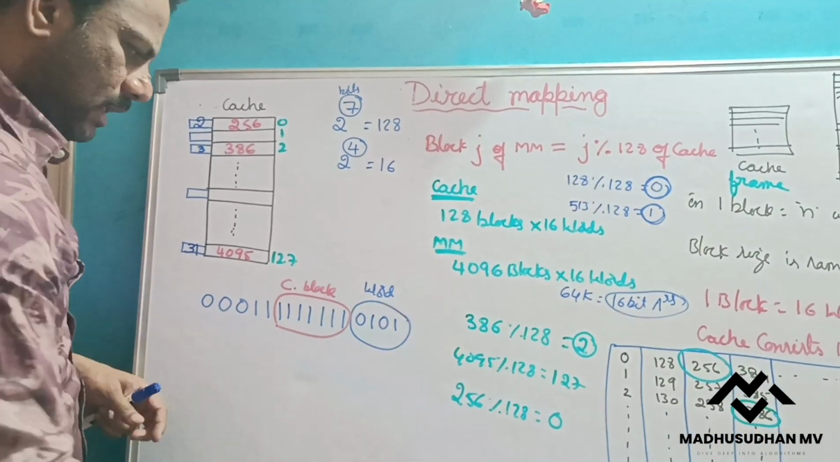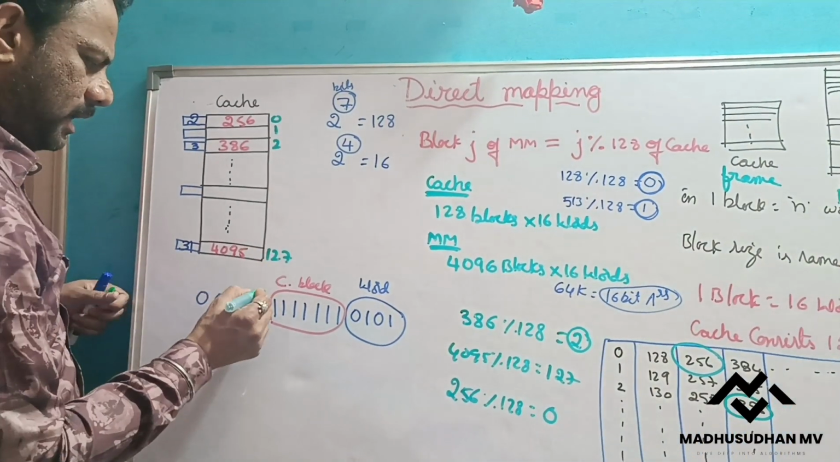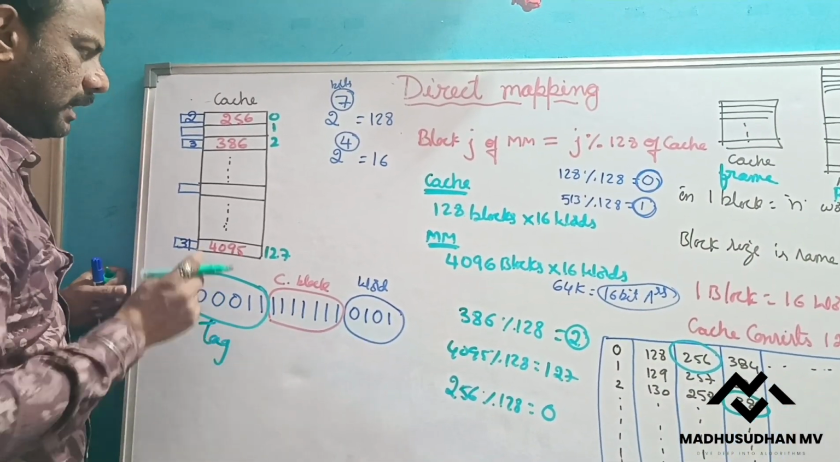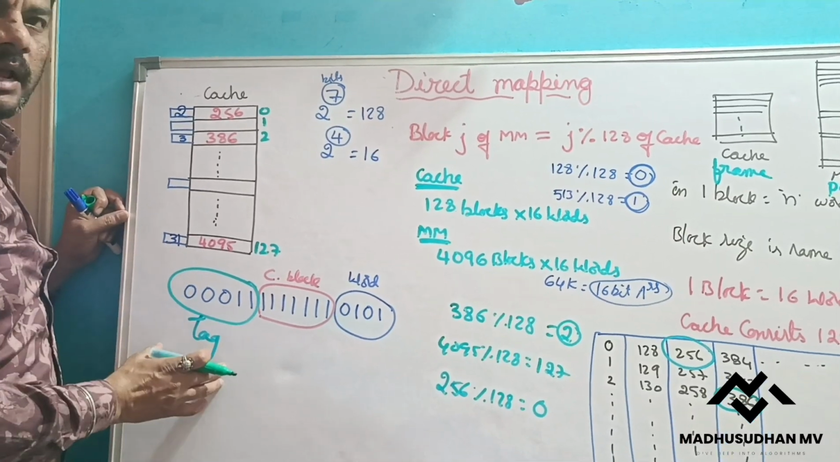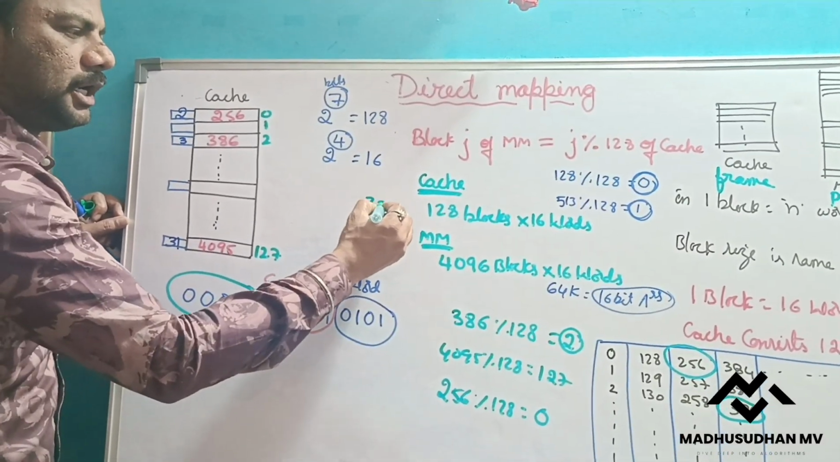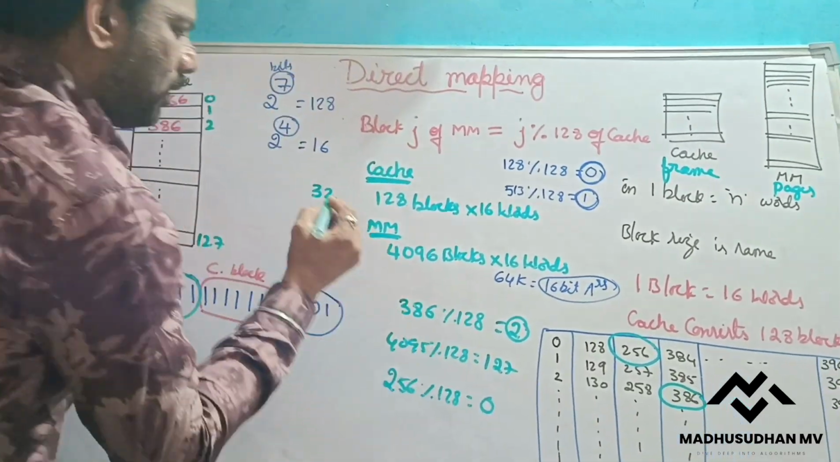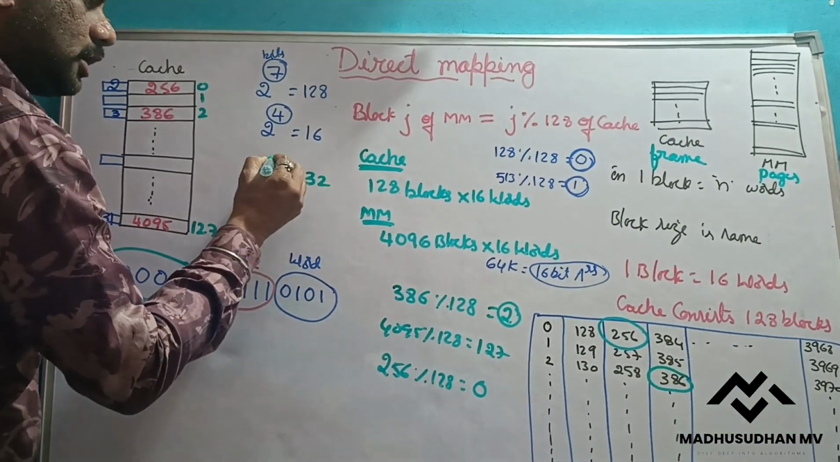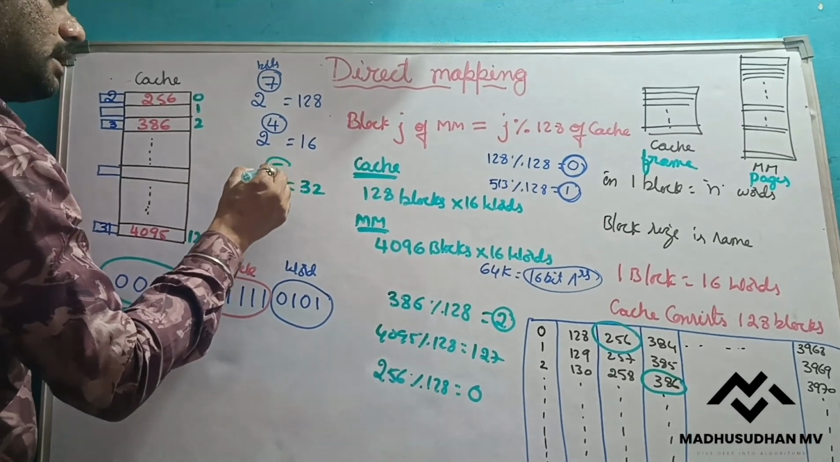The remaining 5 bits are used to identify the tag. Why 5 bits only? Because I need 32 different groups. 2 to the power of what is equal to 32? 2 to the power of 5 is equal to 32. So I need 5 bits.